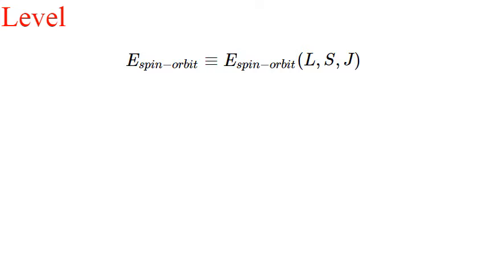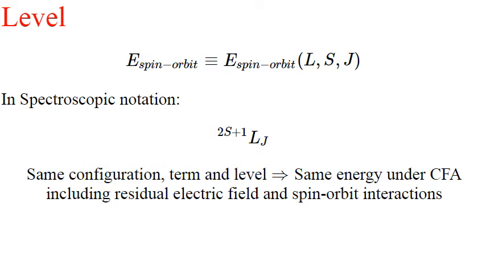Thus by specifying these quantum numbers we get what is called a level, which is denoted by this in spectroscopic notation. We note that specifying a level will also specify a term, and again we have assumed we are in LS coupling. Thus two atoms with the same configuration, term and level have the same energy under the central field approximation, taking into account the residual electric field and spin-orbit interactions.